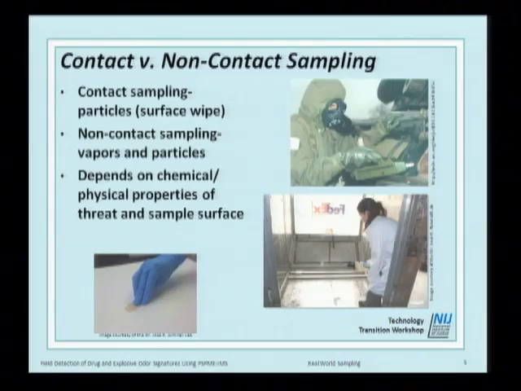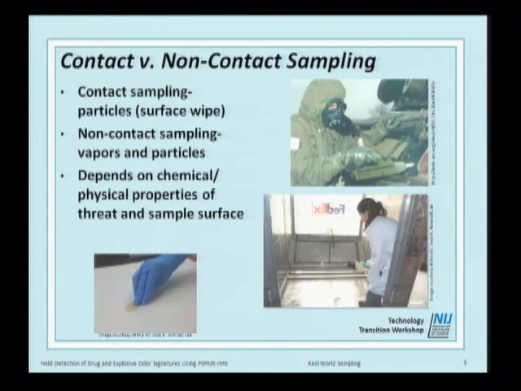So we have, again, contact sampling, which involves the wiping of a surface in the hopes of collecting particles. Here on the lower left we see myself wiping a white piece of butcher block paper with a GE swab. With non-contact sampling, we can also collect vapors by trying to vacuum in and capture particles onto a filter material, or we can try to collect vapors that are emitted from the explosive.